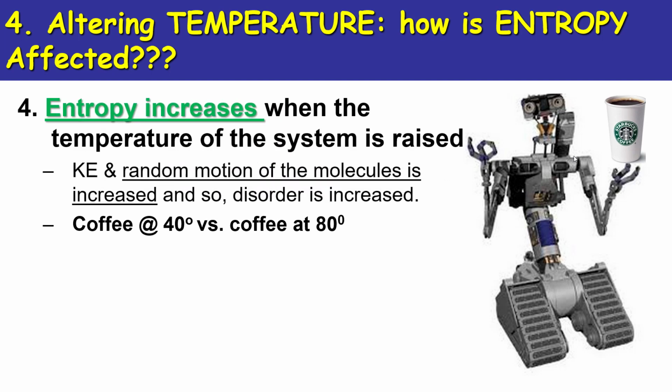Well, once again, if you said the entropy increases, you would indeed be correct. And what happens is very simple. The hotter something is, the higher the average kinetic energy is, and the more random the motion of the particles are. So anytime your temperature is going up, the entropy of the system is increasing. Anytime temperature goes down, the entropy of the system is decreasing.